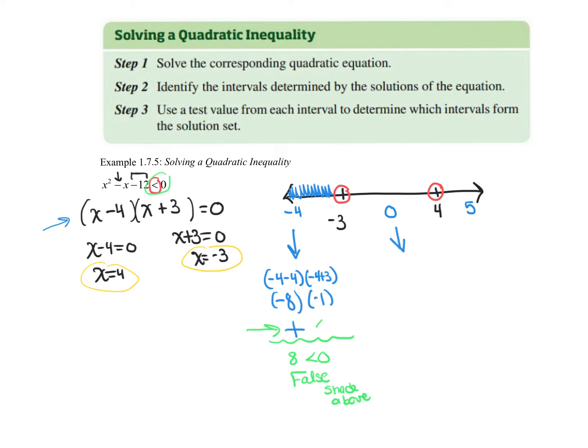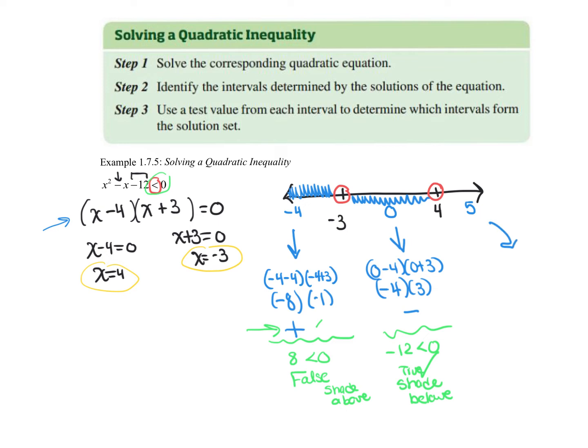So now I have my 0. So 0 minus 4, 0 plus 3. This is going to be a negative 4 times a positive 3. A negative times a positive is a negative, so I'm going to shade below. Your book would have said that negative 12 is less than 0, and so you would shade below because it was true.